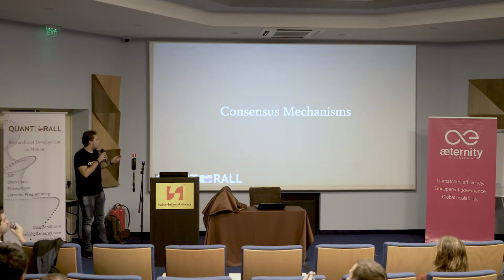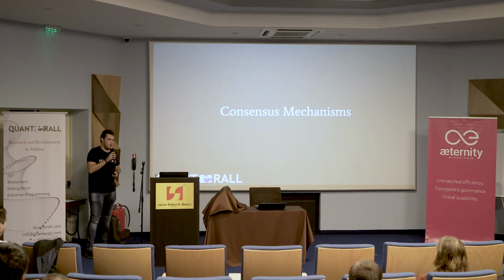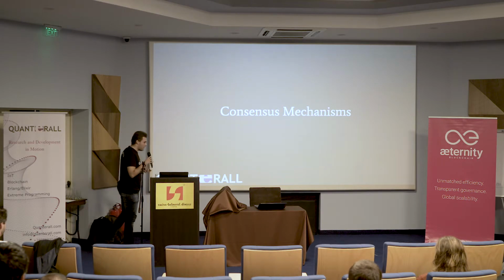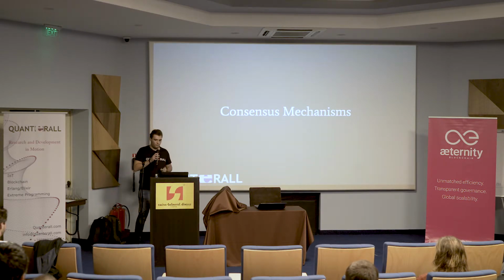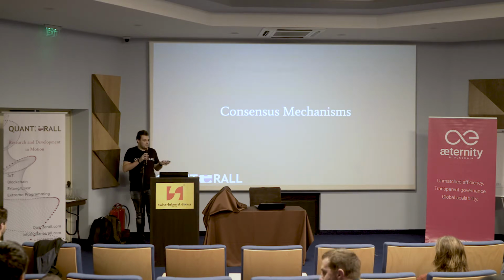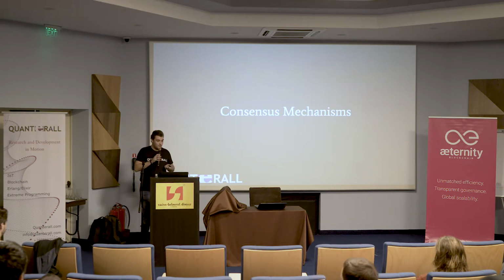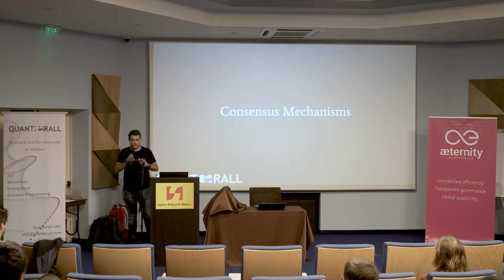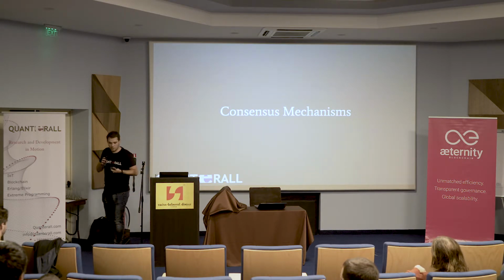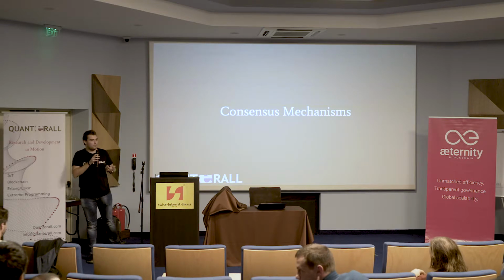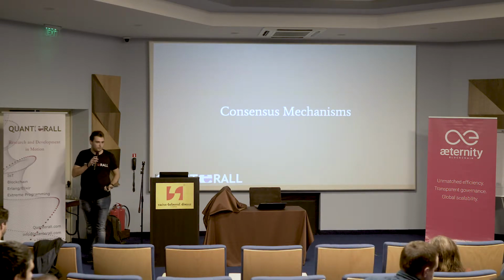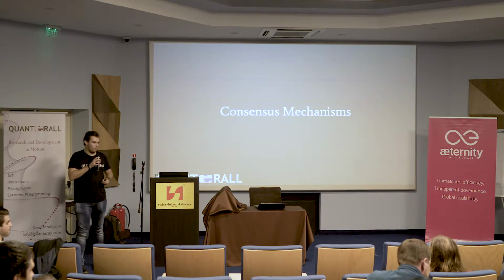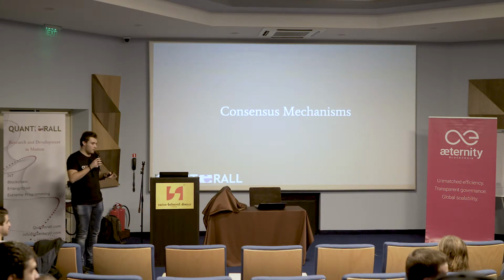Today I'm going to talk about consensus mechanisms, but first I want to make a short summary of the previous lectures. What is a blockchain-based system? A blockchain-based system is a classical distributed system with shared state, where all participants are geographically distributed around the world. There are two types of blockchain systems, permissioned and permissionless.